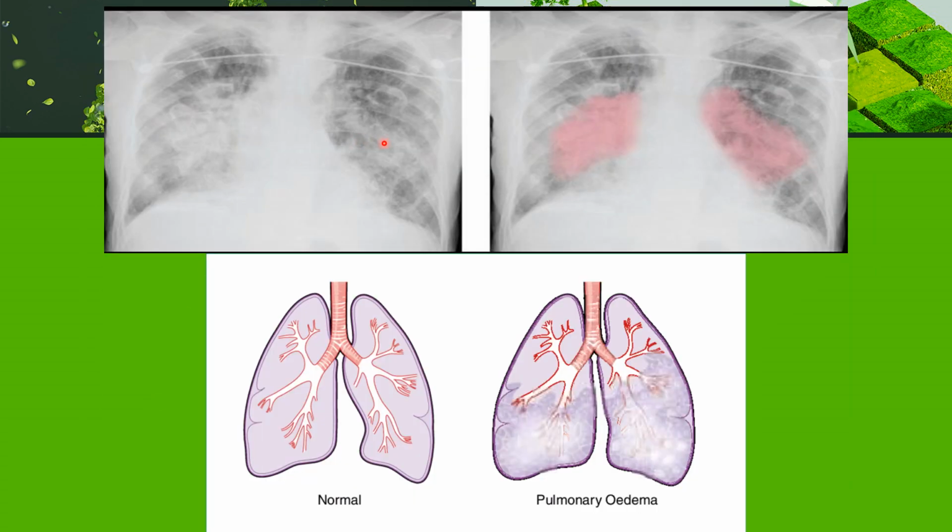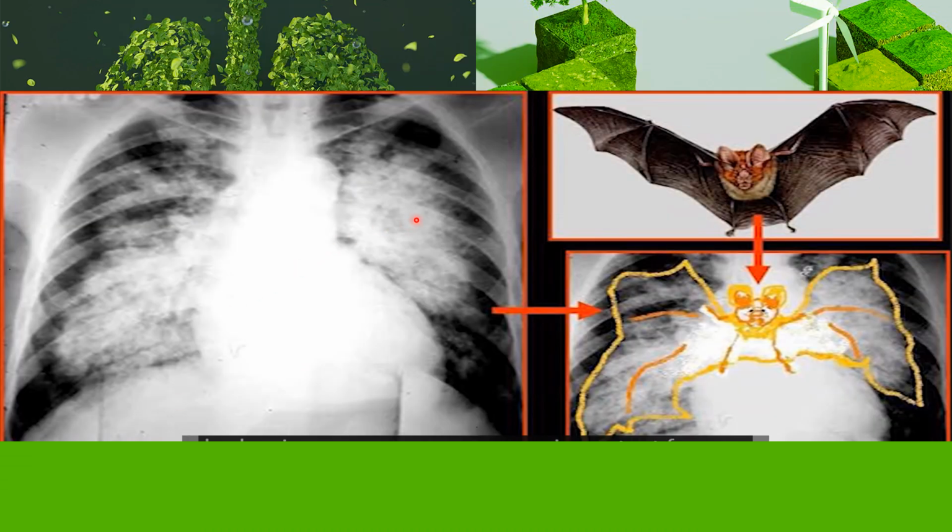And here is another picture showing bilateral, fluffy haziness. This is the normal lung, and here the alveoli are flooded with fluid. This is frank pulmonary edema. This is another example, the bat wing appearance. Some authors do not actually agree this is a bat wing, but it can resemble a bat wing appearance.